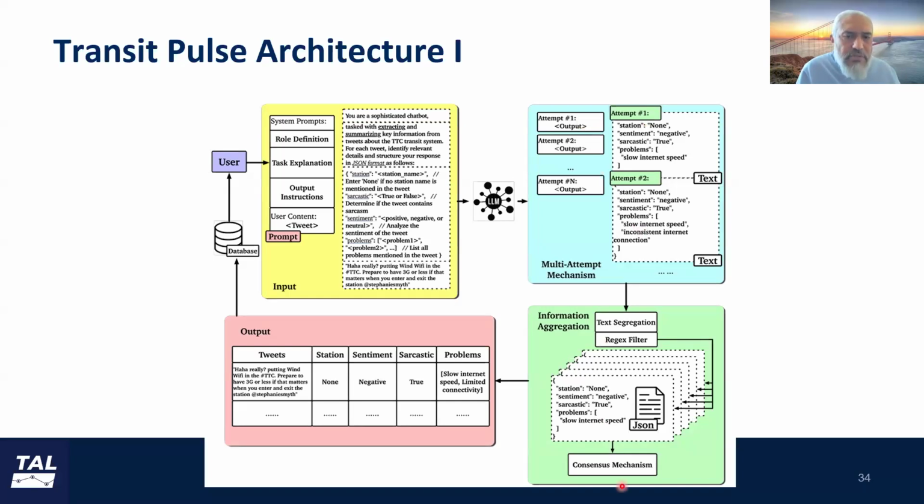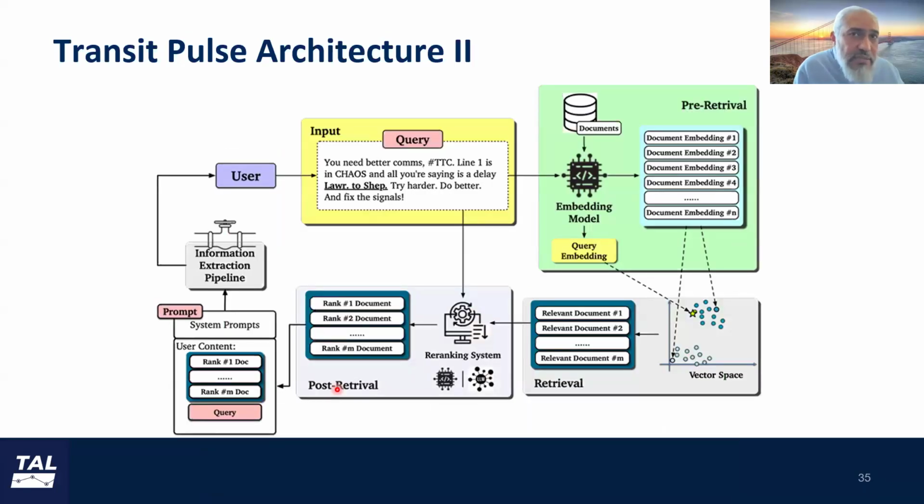And then we have something like a consensus mechanism to make sure that, across the different attempts, we are getting the most common interpretations. And then we transform this into structured data. One of the issues was that we wanted to understand which part of the system the tweet talks about, which line or which station or which stop. There are some tips in most tweets, but NLP really has a hard time figuring this out.